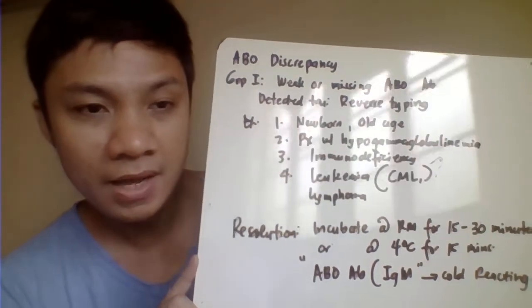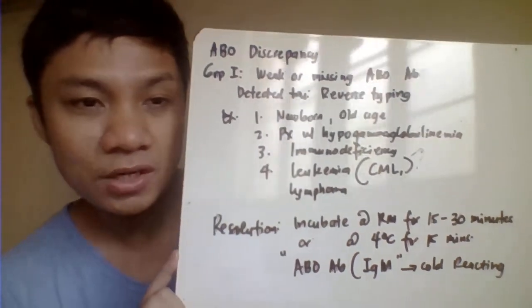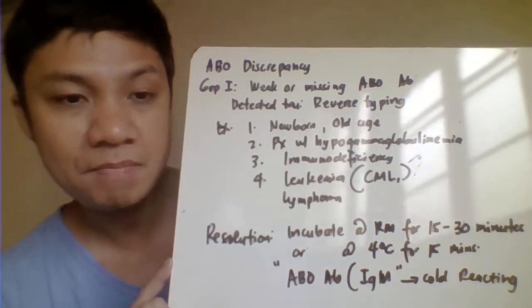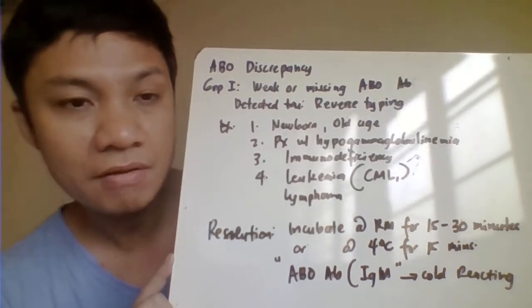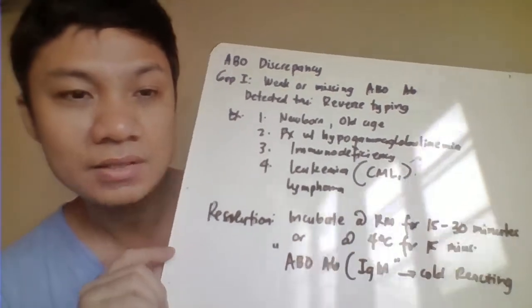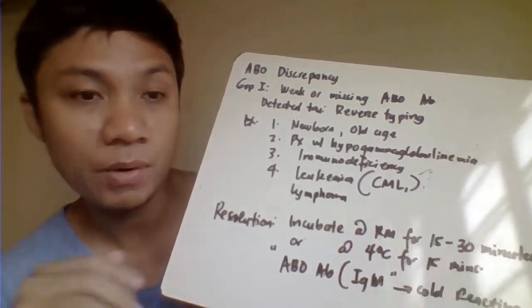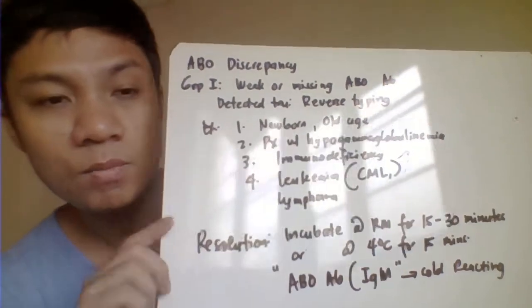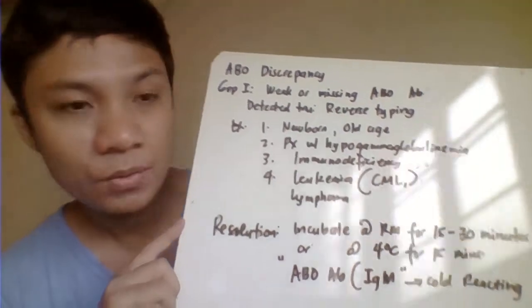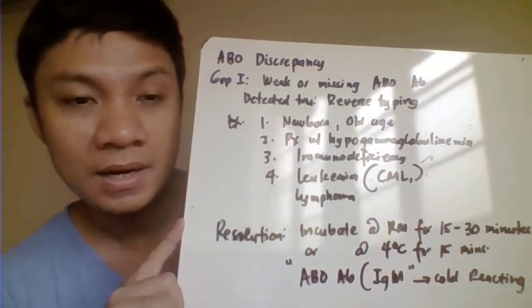The group 1, on the other hand, is characterized by a missing or weak reaction in your antibody production. And it could be detected through your reverse typing, because remember that in reverse typing, you're detecting for the antibodies. And most likely that's where the error or discrepancy could be identified, in your reverse typing, but not in a forward typing. Because remember, group 1 would be a problem related to our antibody production. So we have here the different conditions for your group 1 discrepancy, or problems in our antibody production.